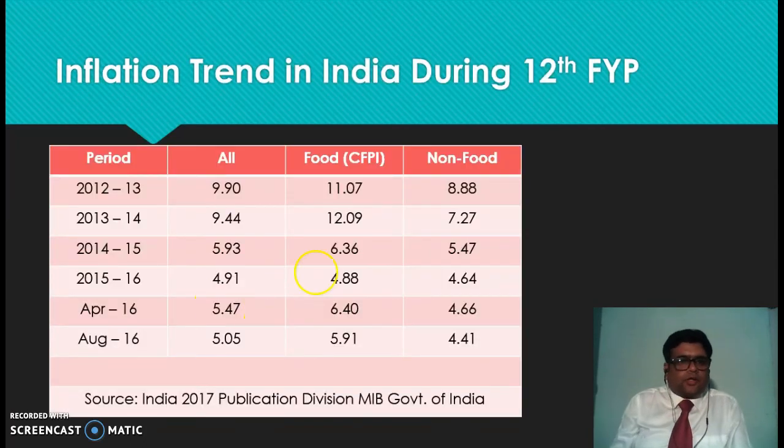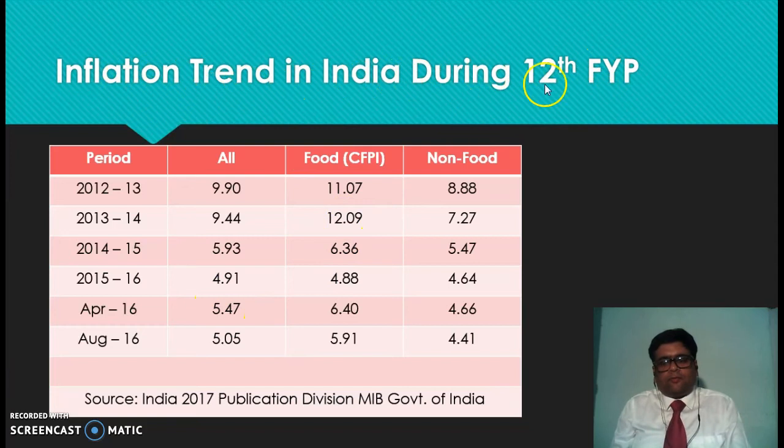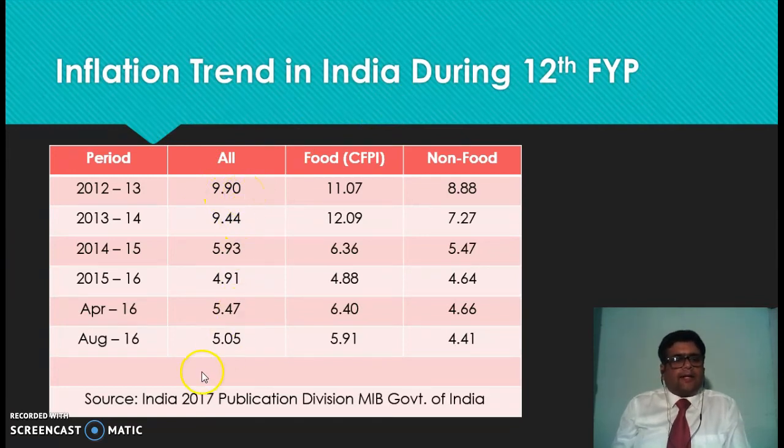Now let's discuss the various trends in inflation during the 12th five-year plan. The period of the 12th five-year plan is 2012 to 2017. So let's discuss what the trend of inflation is. In the year 2012-13, the overall inflation was 9.90, and in August 2016, the overall inflation is 5.05%. The source of this data is India 2017, a book published by the Publication Division, Ministry of Information and Broadcasting, Government of India.